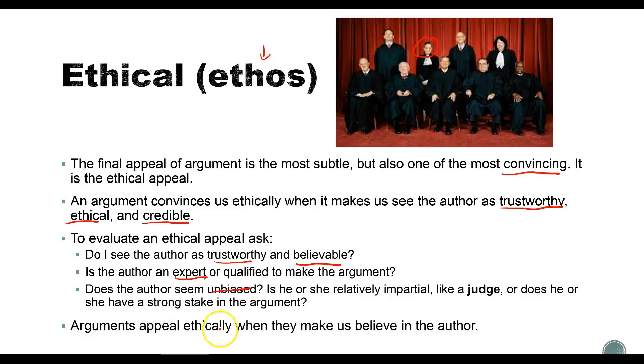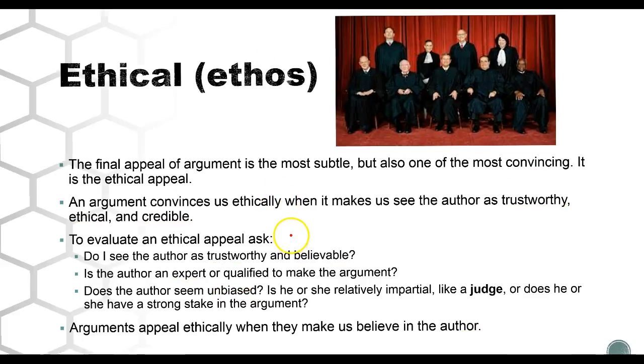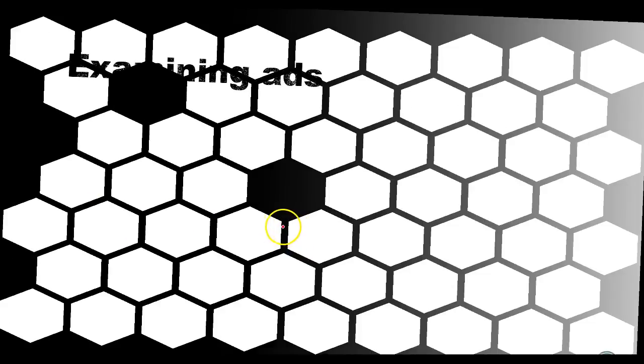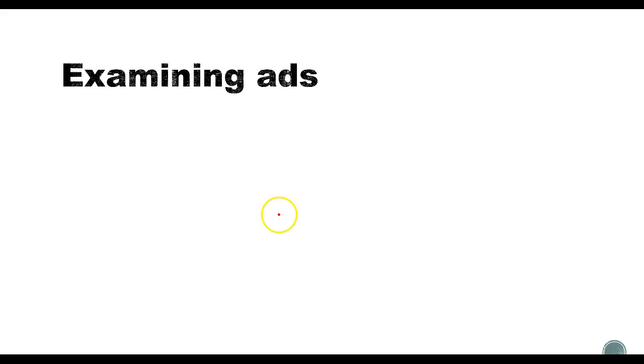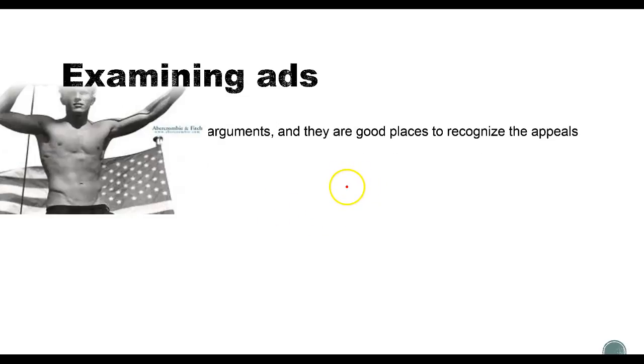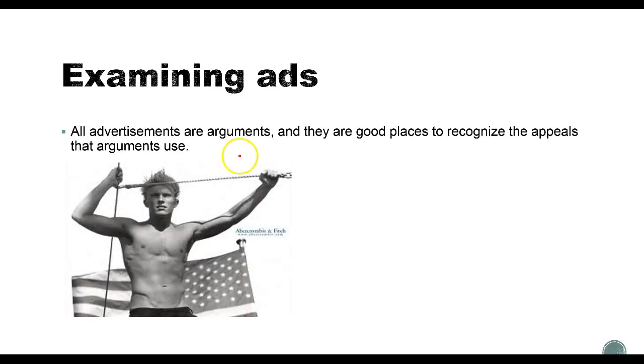So arguments appeal to us ethically when they make us believe in the author, or when an author does things that make us see him or her as trustworthy, builds up our trust. So there are the three appeals of argument. Let's practice looking at some, and a good place to practice looking is to look at some arguments that we see every day in advertisements. Really good places to recognize these appeals. So let's look at a few ads.